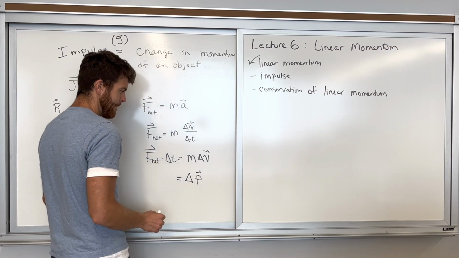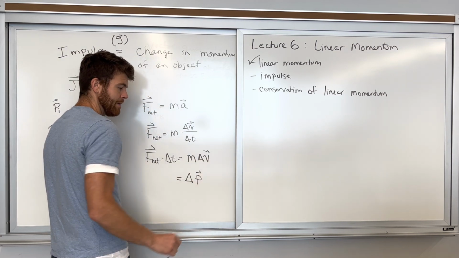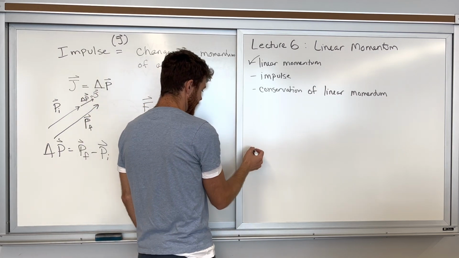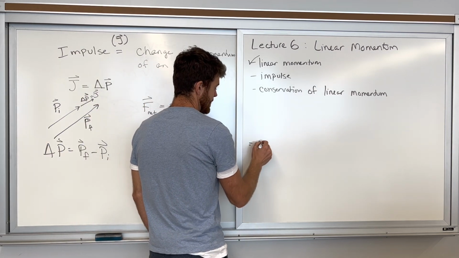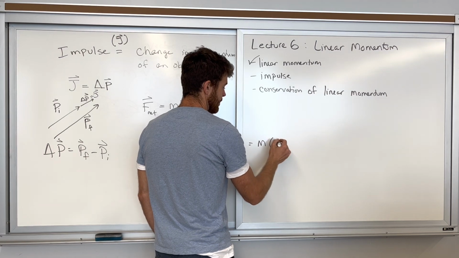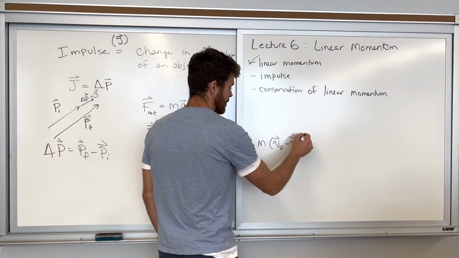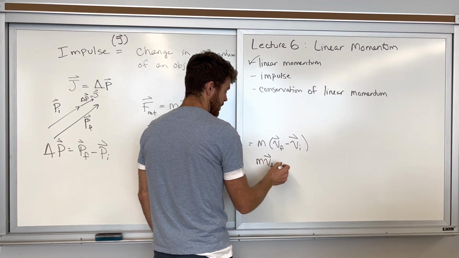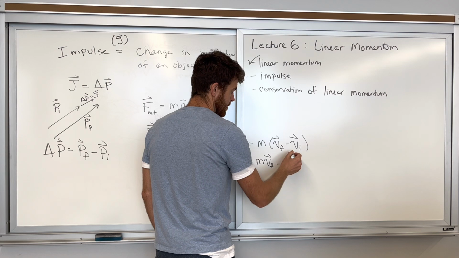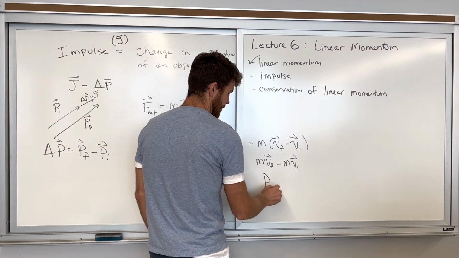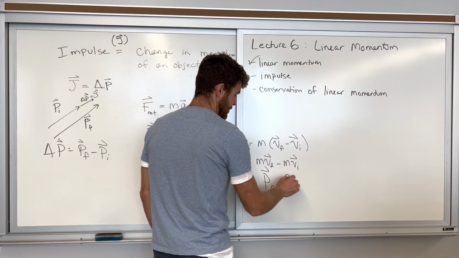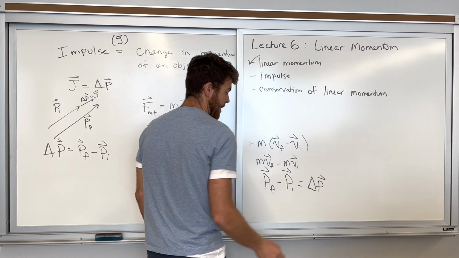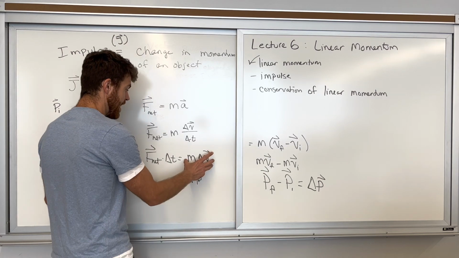in momentum. Because mass times velocity is momentum. We could rewrite this as mass times v final minus v initial. And if we distribute the mass, we get mass times v final minus mass times v initial. And this is just final momentum minus initial momentum, which is change in momentum. Right? So this is change in momentum.